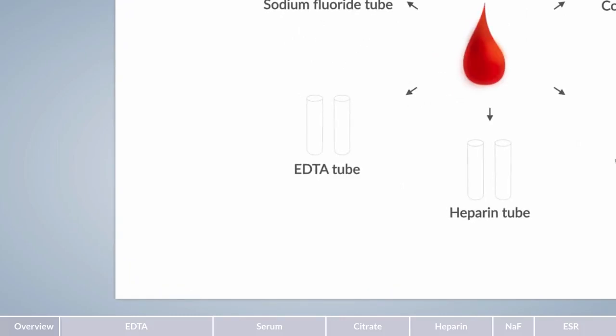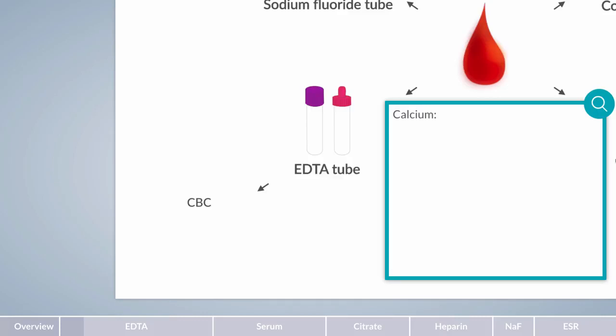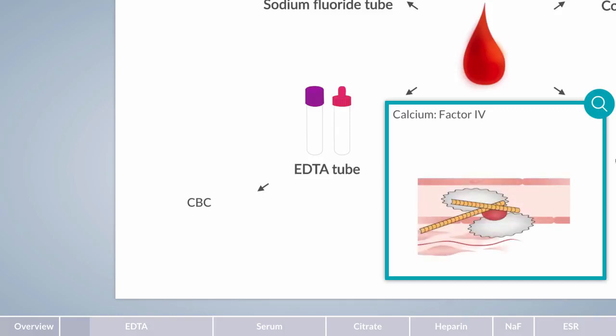EDTA tubes have a lavender cap in accordance with the international standard and a red cap in accordance with the European standard. They are usually used to measure blood counts. To determine the different numbers of cells in the sample, coagulation in the blood sample should be completely inhibited. Therefore, the collection tube contains EDTA. The underlying principle is actually quite simple. Calcium, also termed factor IV, is important in blood coagulation. When calcium is removed, blood doesn't clot.